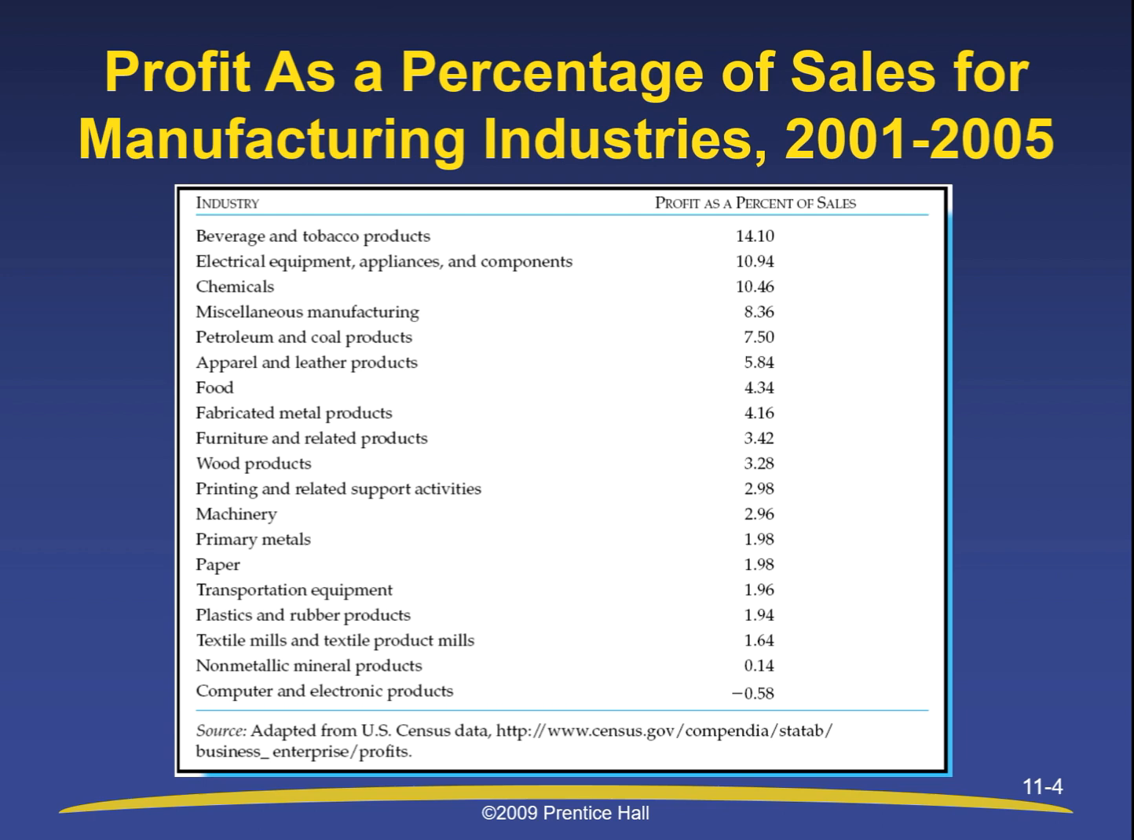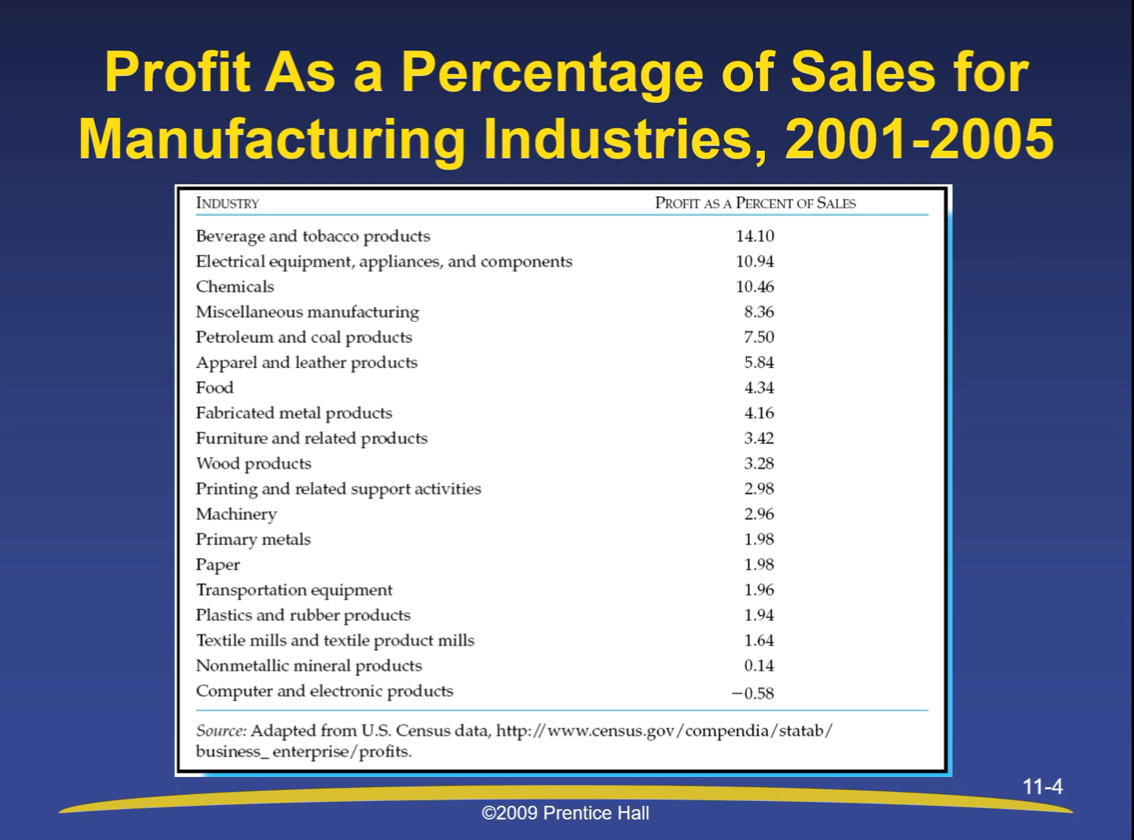We have apparel and leather products, and its profit as a percentage of sales is 5.84. We have food, at 4.34. We have fabricated metal products, at 4.16. We have furniture and related products, at 3.42. We have wood products, at 3.28. We have printing and related support activities, at 2.98.